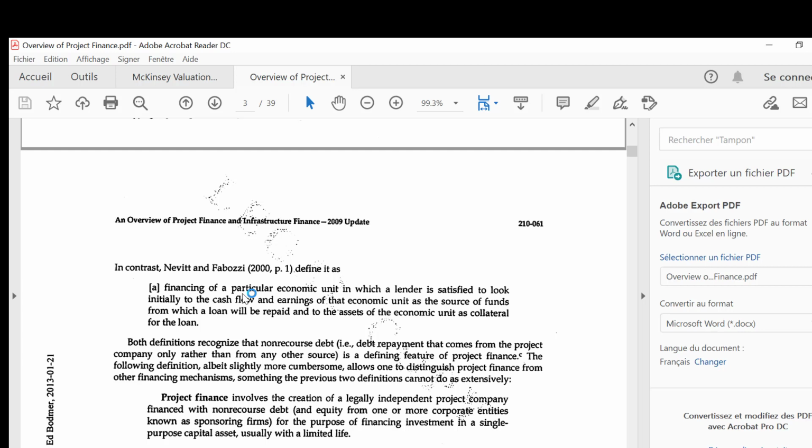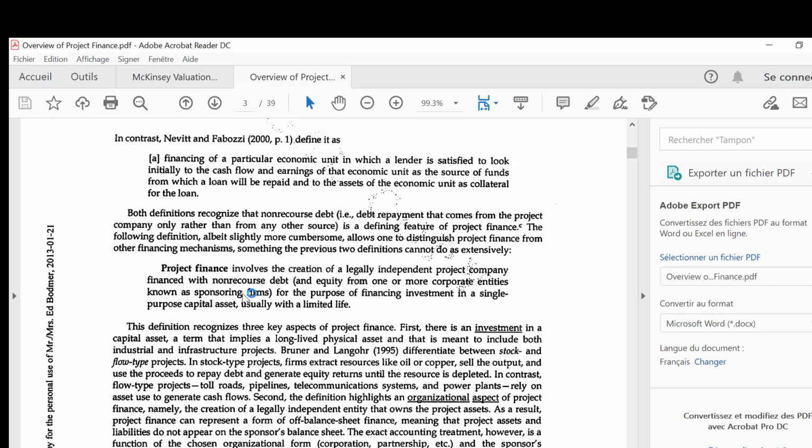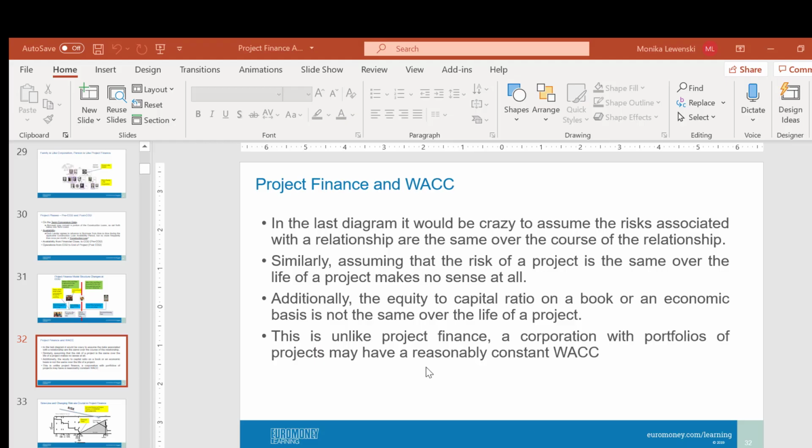Financing of a particular economic unit in which the lender is satisfied to look initially at the cash flow of the earnings of the economic unit as a source of funds from which the loan will be repaid. The project involves the creation of a legally independent project finance company with non-recourse debt. Okay, that's okay. Legally independent project company, that's the SPV. Equity and debt for the purpose of financing a single investment, usually with a limited life. Maybe this is the closest one, but really, does it really get there? Sorry if I like my little stupid diagram, okay?